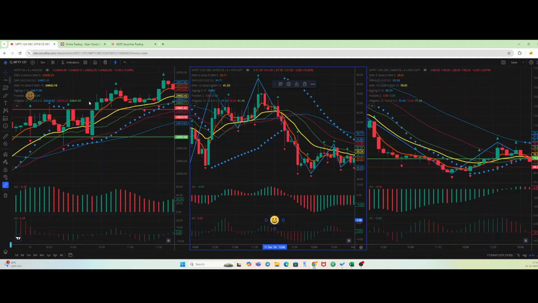What we can do is put the entry order below this fractal, and all the accelerator indicators are both supporting up to here. So after entering, immediately what we are doing is trailing the stop up to cost.